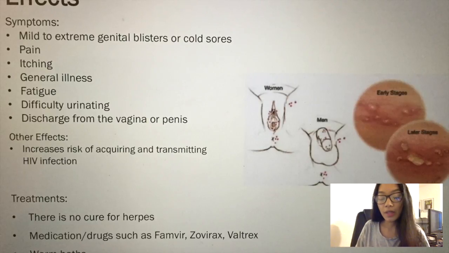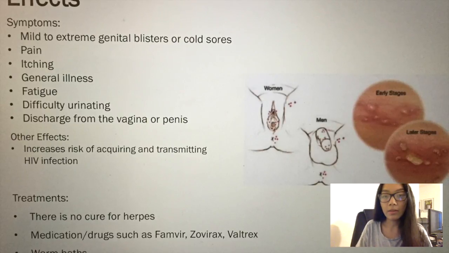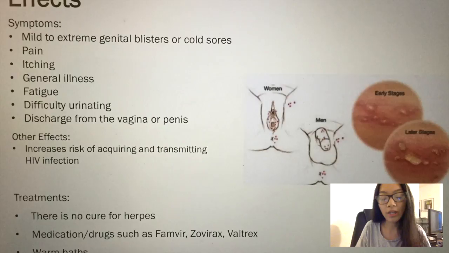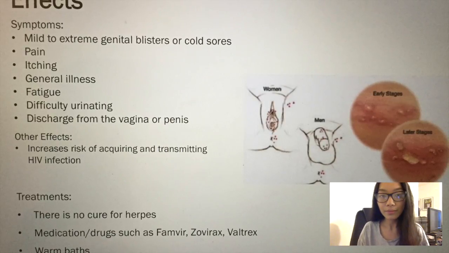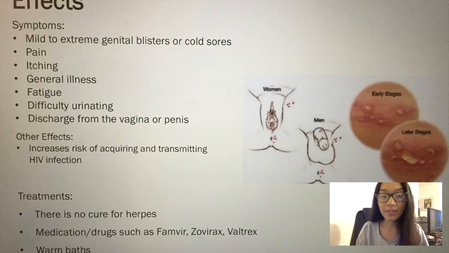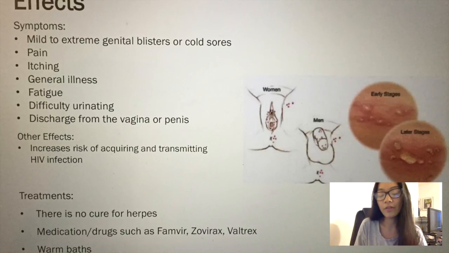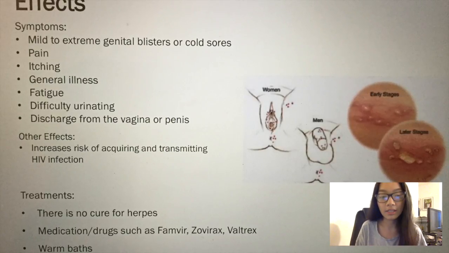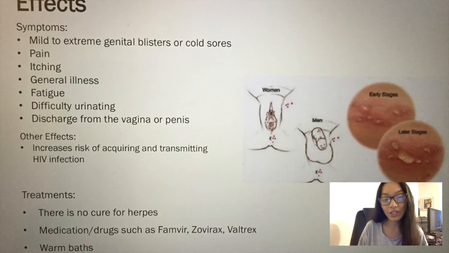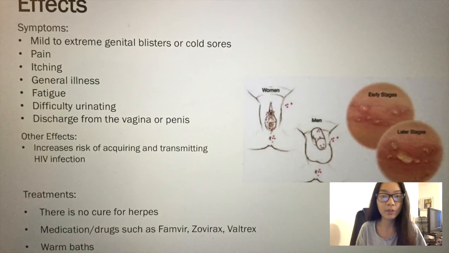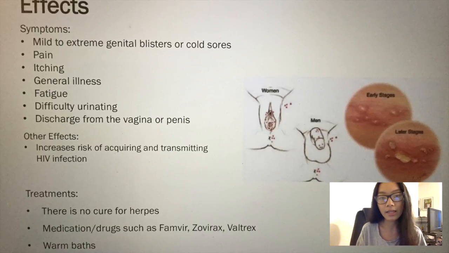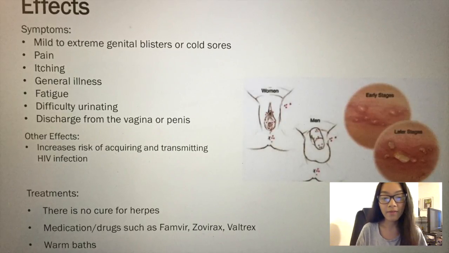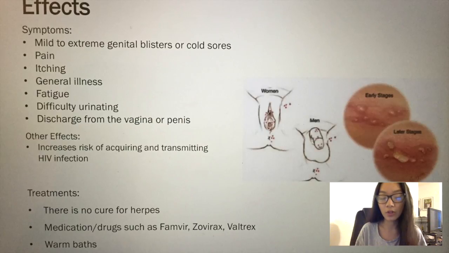The most common symptom is the blisters, and that is generally what is used to diagnose the patient who has herpes. As for treatments, like I said before, there really is no cure for herpes because it is a chronic disease. However, there are medications and drugs that can be prescribed to really lessen the symptoms and ease the pain, such as Famvir, Zovirax, and Valtrex.